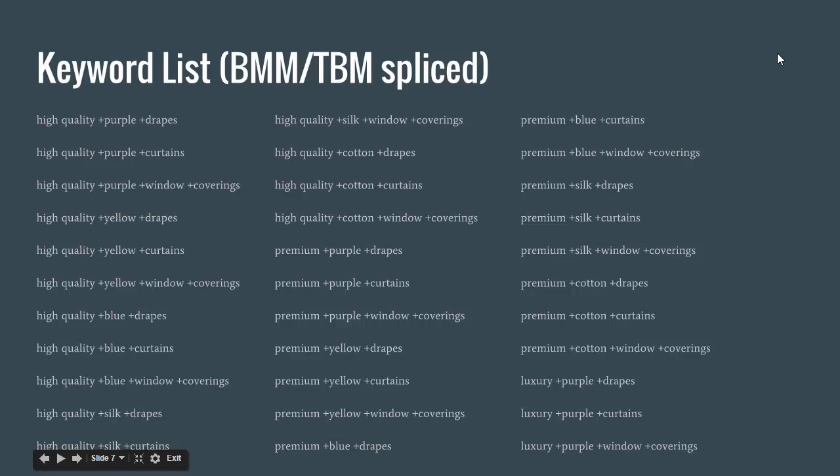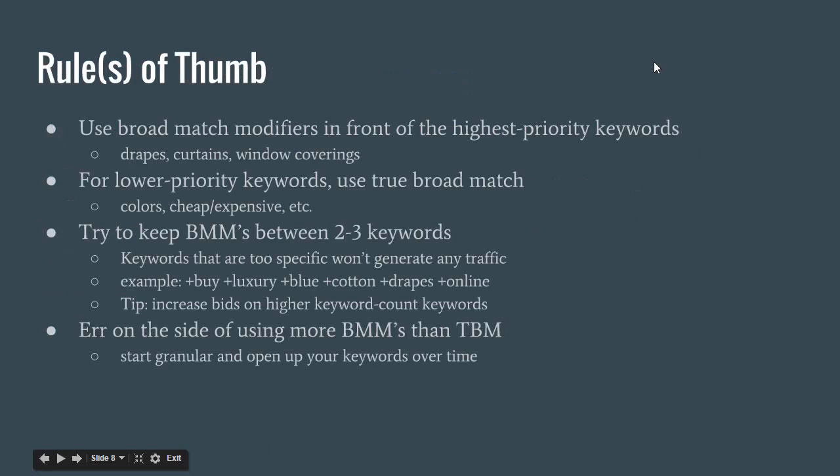Anyways, I think you get it. We'll go ahead and move on to the next slide here. I've got some rules of thumb for when you're building these keyword lists. The first one here is to use broad match modifiers in front of the highest priority keywords. We already covered that a little bit.